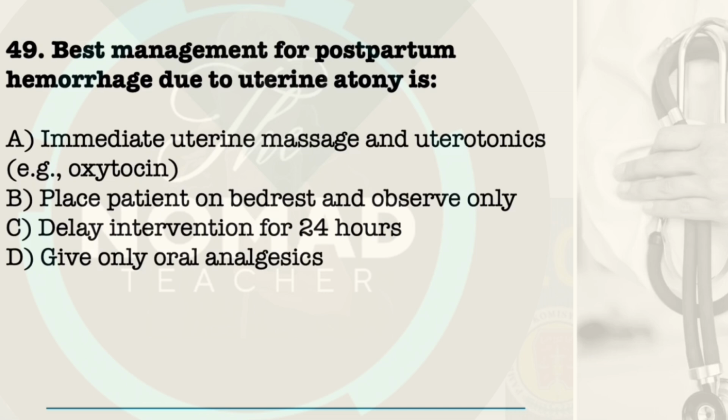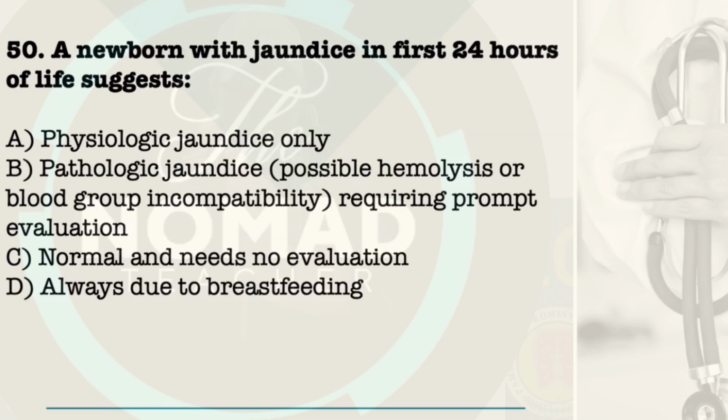49. Best management for postpartum hemorrhage due to uterine atony is: A. Immediate uterine massage and uterotonics, for example, oxytocin. B. Place patient on bed rest and observe only. C. Delay intervention for 24 hours. D. Give only oral analgesics.